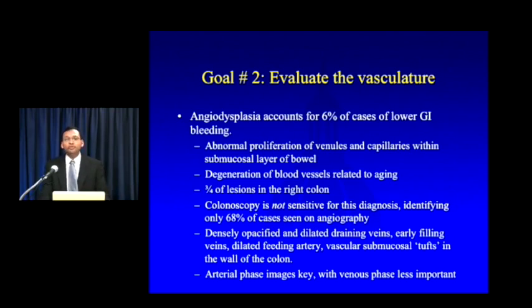So what are you looking for? You're looking for densely opacified and dilated early draining veins, a large hypertrophied feeding artery, and a submucosal tuft of abnormal vasculature in the wall of the colon. So it goes without saying that the arterial phase images are fundamental to making this diagnosis, and a lot of these findings are going to be much less apparent when you use the venous phase.